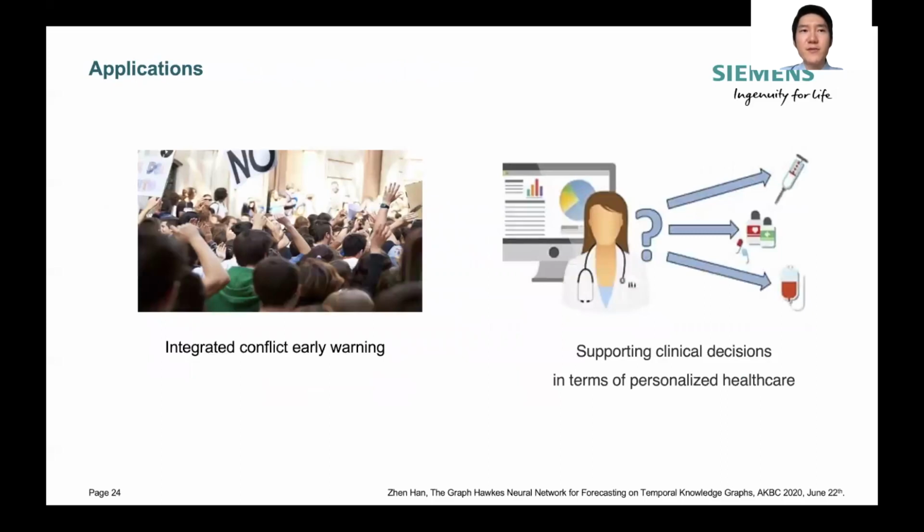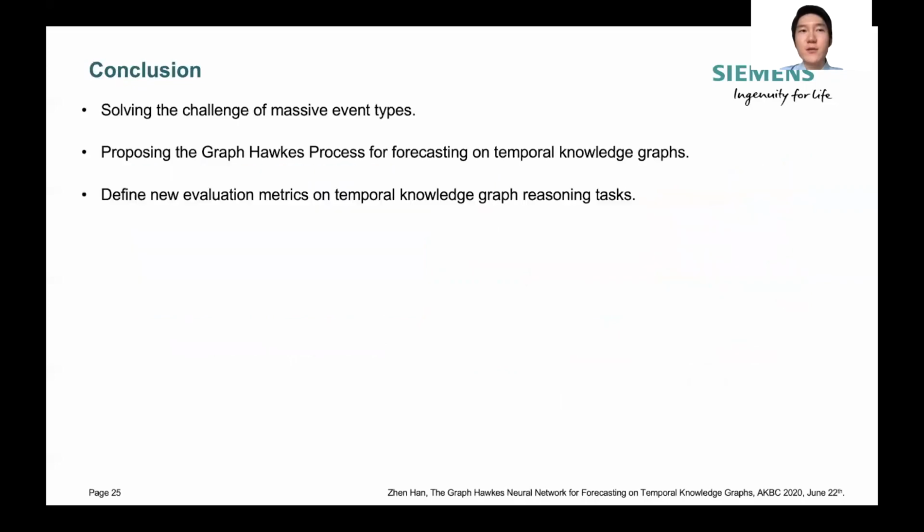There are several use cases of our approach. First, combining a data space of political events, we can develop a system to provide conflict early warnings. Besides, we can construct a temporal knowledge graph that stores health records of individual patients and apply our approach for risk assessment of patients. To summarize, we propose the graph Hawkes neural network for forecasting on large-scale temporal knowledge graphs.